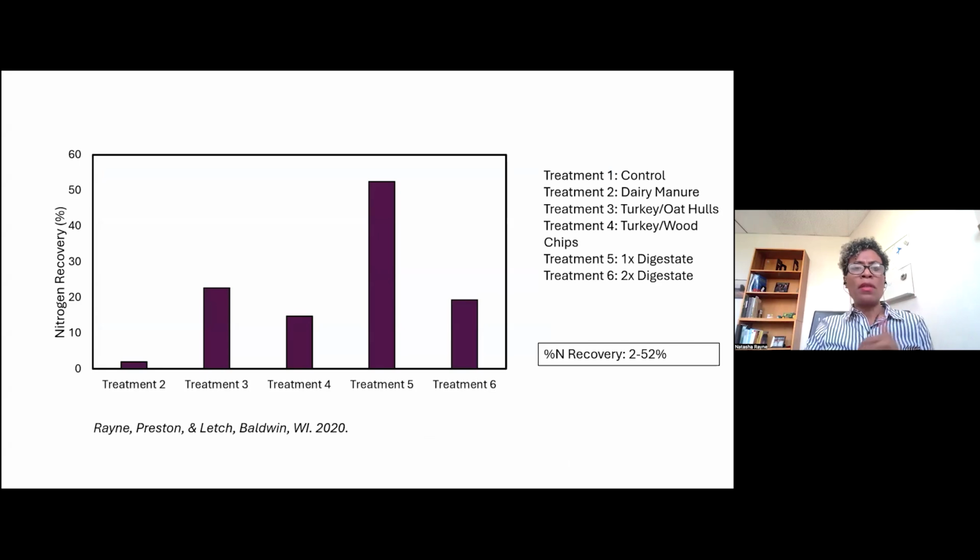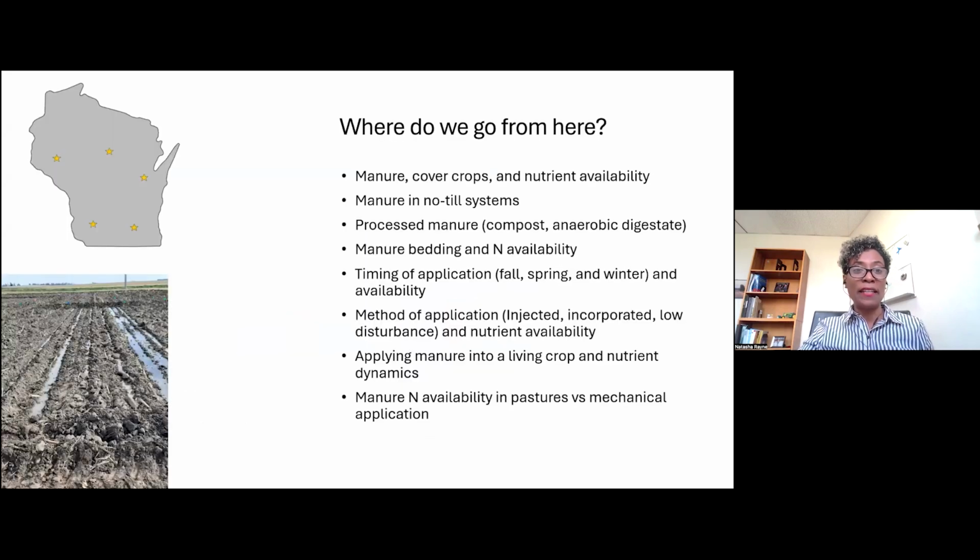This is another example of where that same method was used to calculate nitrogen recovery, looking at different manure types, and clearly there's a lot of variability. We found nitrogen recovery ranging from 2 to 52%. That's quite a bit. So you're saying, Natasha, we know all this now? We have done a lot of research, and that's true. In Wisconsin, we've done a lot of research with manure. What's left to know? Where do we go from here?